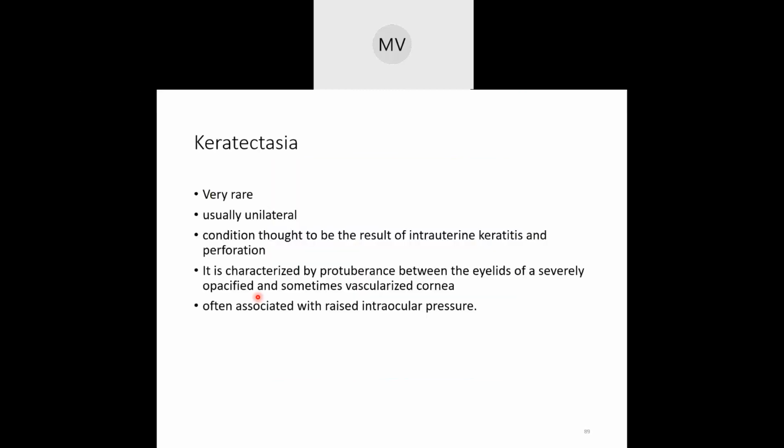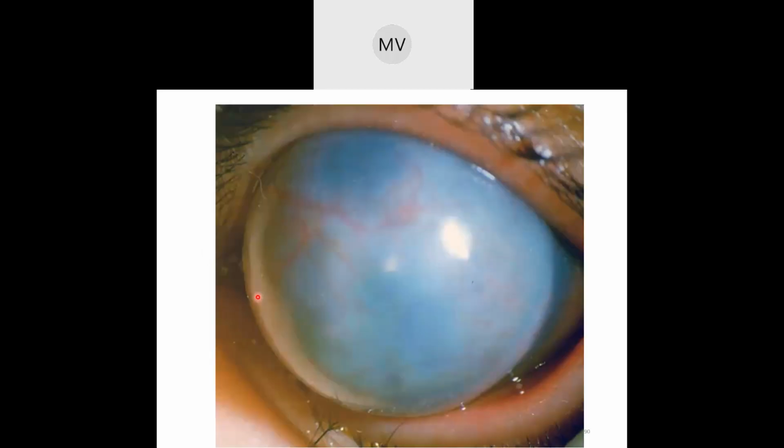Then the next one will be keratectasia, a very rare, usually unilateral condition thought to be the result of intrauterine keratitis and perforation. It is characterized by turbulence between the eyelid of a severely opacified and sometimes vascularized cornea, often associated with raised intraocular pressure.